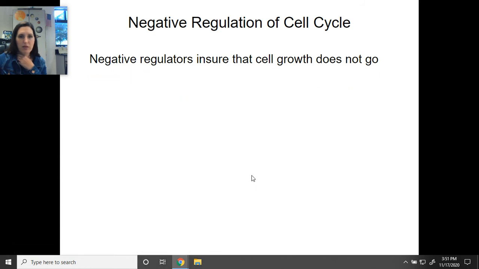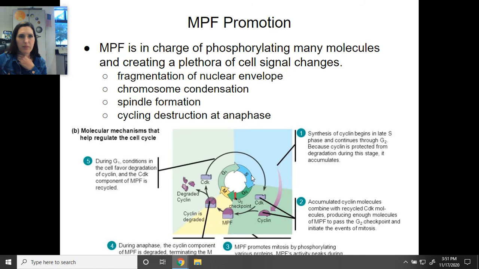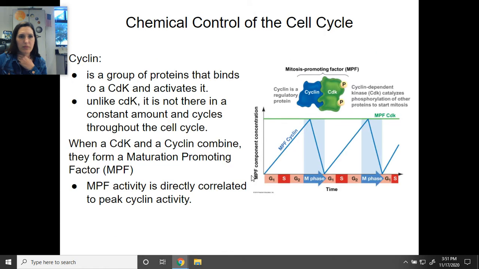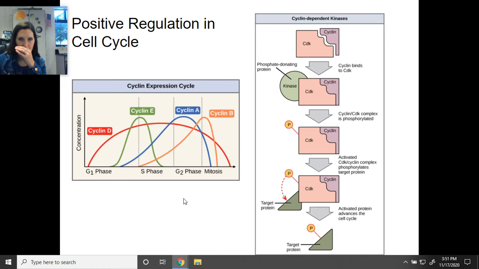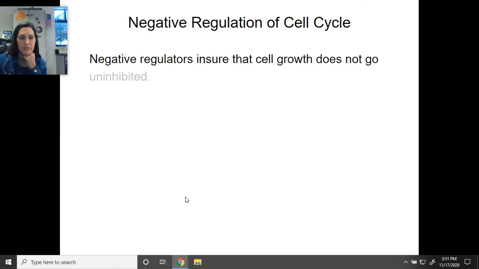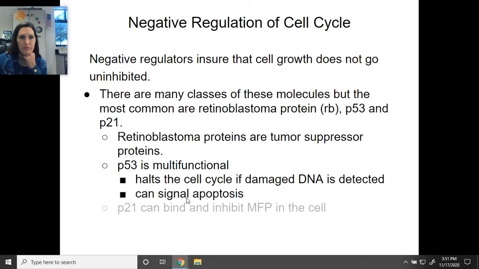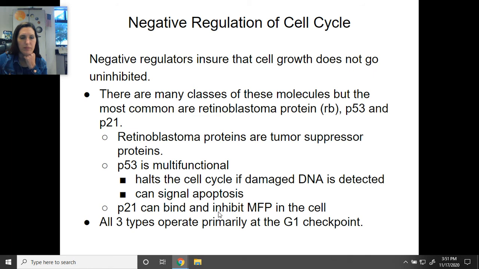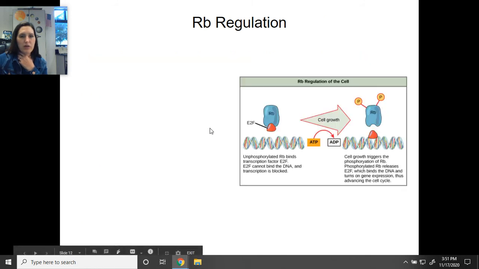Okay, the MPF. I'm thinking maybe that's a typo, that it should be the MPF, okay, combined to inhibit the maturation promoting factor in the cell. All three types operate primarily at the G1 checkpoint. So that's why the G1 checkpoint is so important, because all of these things are being checked off there.